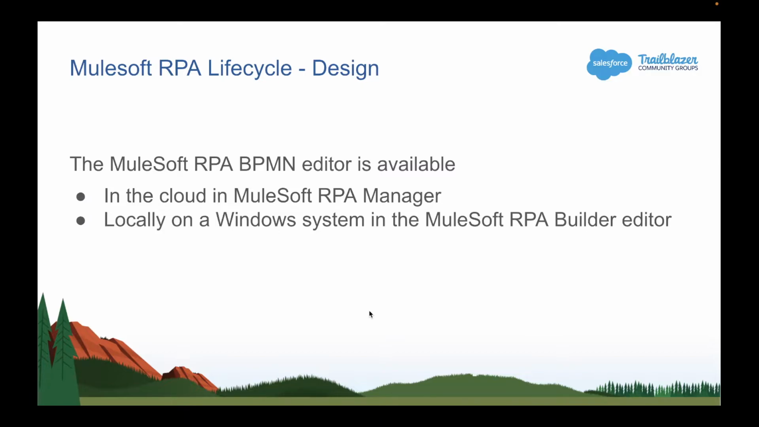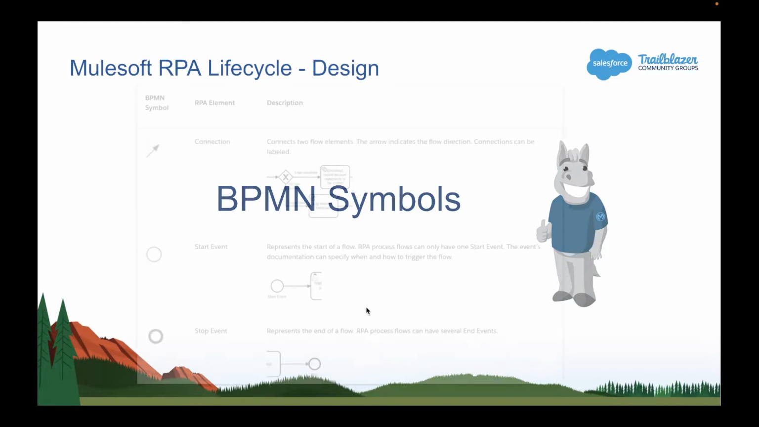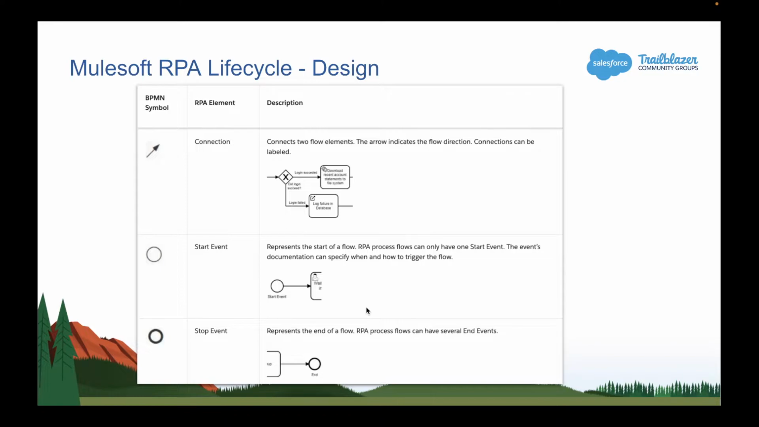So these are the BPMN symbols which we'll be going through. These symbols are quite common and you will be using them very often, so we need to know about the symbols, or the BPMN elements as we call them. The first one is the arrow which we see. It's also called a connection element. This connects two different flow elements.